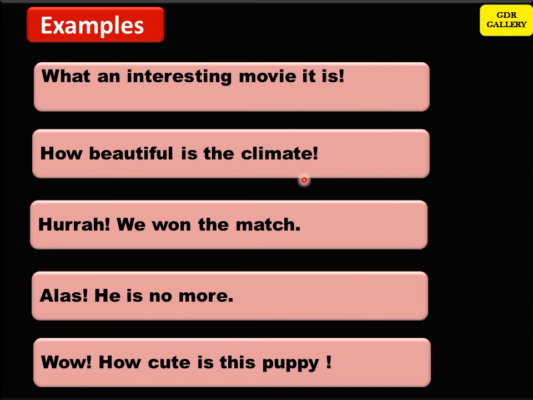Now in all these sentences, you can see one thing common. You can see the exclamatory mark. Here again, hooray, an exclamatory mark. Alas, an exclamatory mark. Wow, exclamatory mark. How cute is this puppy? Again, an exclamatory mark. So when you're writing an exclamatory sentence, it is always followed by an exclamatory mark.